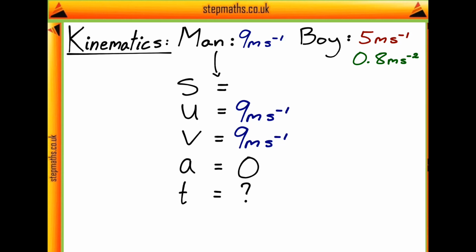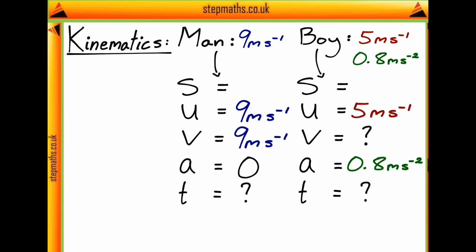How about we go ahead and do the same for the boy then? So if we try and find out his SUVAT variables, then again we don't know the distance it's going to take for when the boy will draw level with the man again, but we do know that initially he's travelling at this velocity of 5 meters per second. We don't know his final velocity, but we do know his acceleration as well, and we don't know the time it's going to take, but this is the variable which we want to find out.